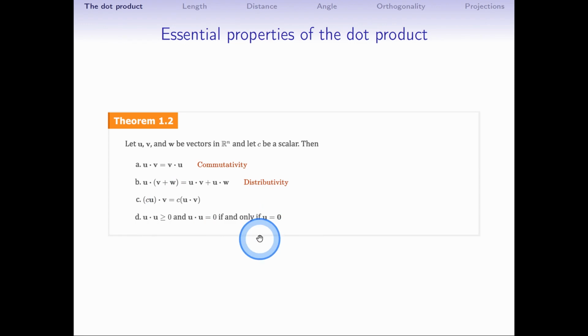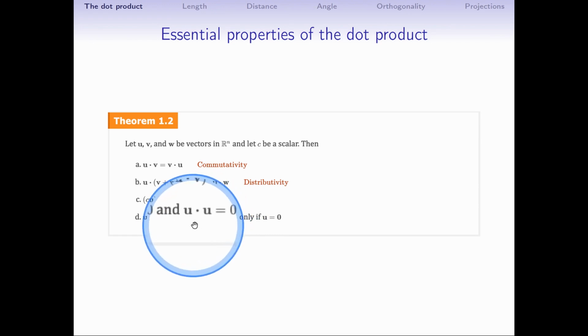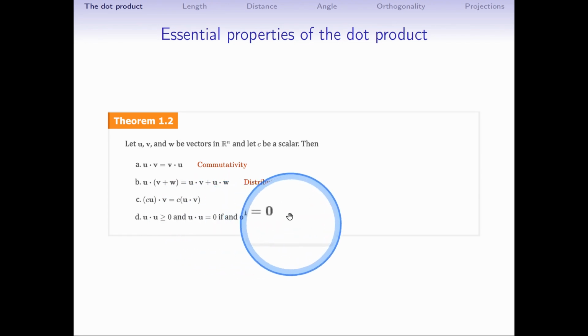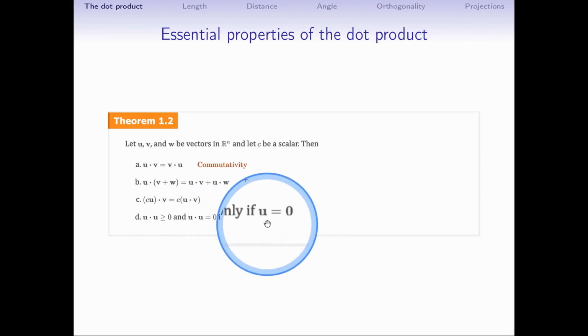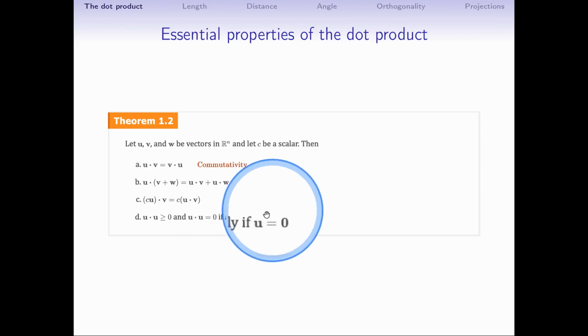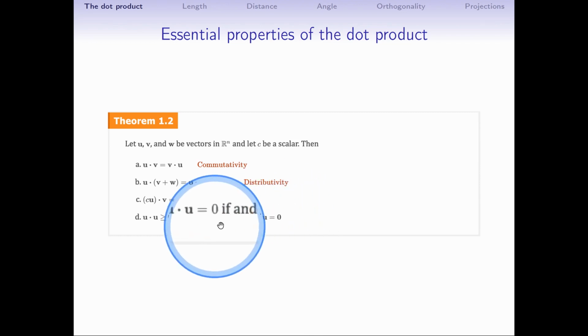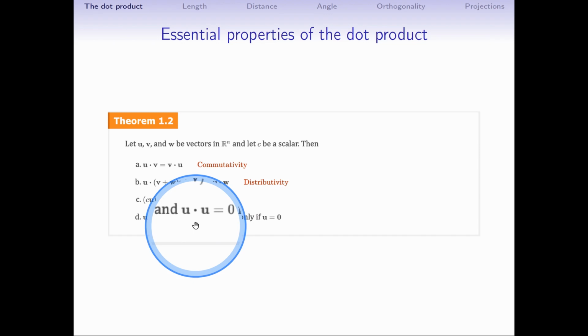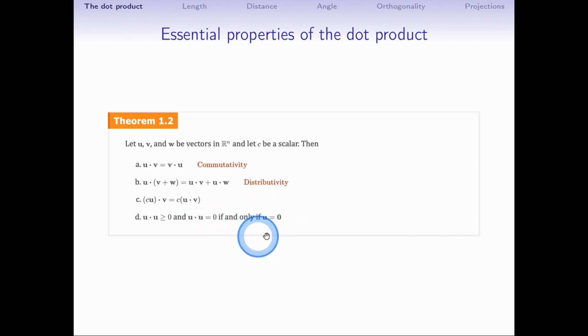Now, in case you haven't thought about if and only if statements for a while, what this is saying is that there are 2 implications that are being suggested here. It says, if the dot product of a vector with itself is equal to 0, then that must be the 0 vector. And it's also saying that if I start with a 0 vector, then the dot product of that vector with itself must be equal to 0. So there's 2 different implications that are being suggested here.